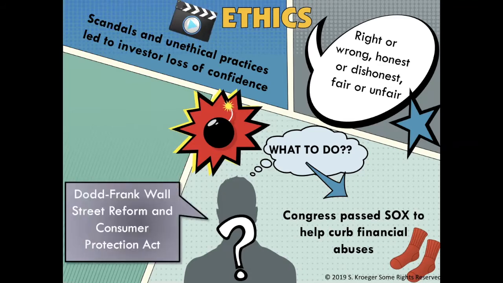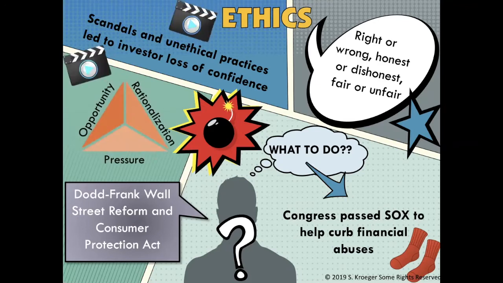Congress has also enacted the Dodd-Frank Wall Street Reform and Consumer Protection Act, which promotes accountability and puts an end to bailouts and this too big to fail notion. Lastly, we're going to discuss the fraud triangle. This is something we're going to discuss more in a later chapter.